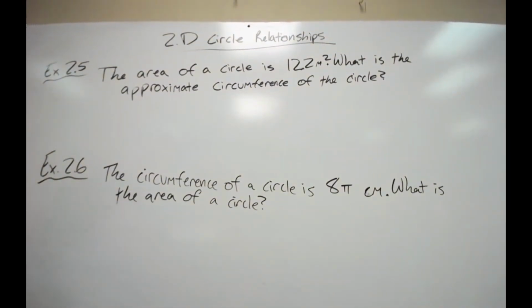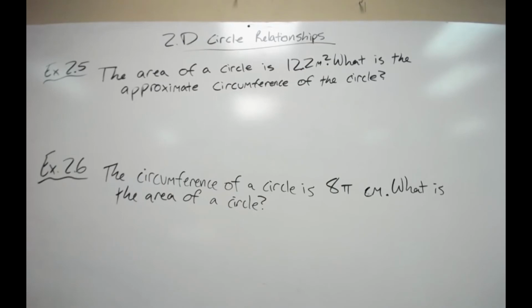Moving on to 2D, circle relationships. Some word problems here. Start just by doing example 2.5, and I'll kind of explain how to do circle relationships through the examples. 2.5, the area of a circle is 12.2 meters squared. What is the approximate circumference?